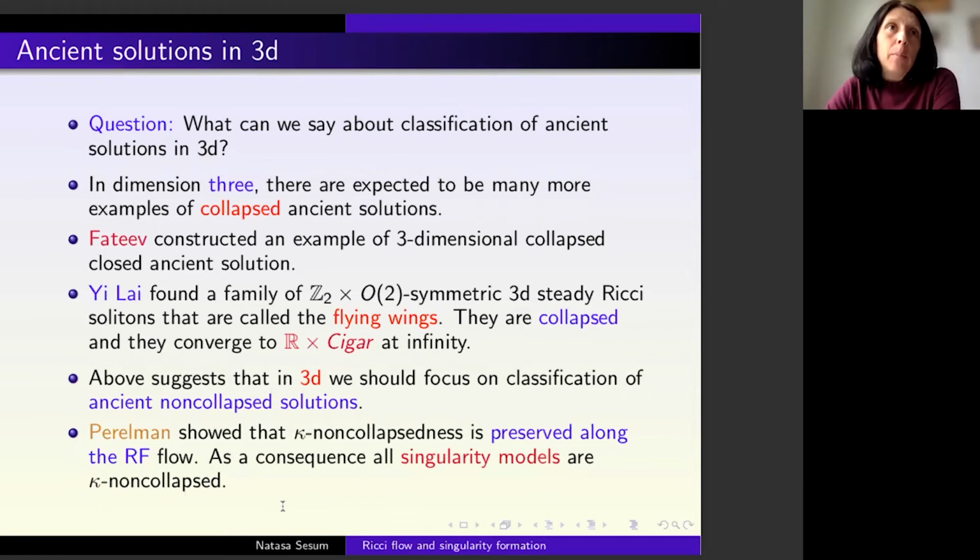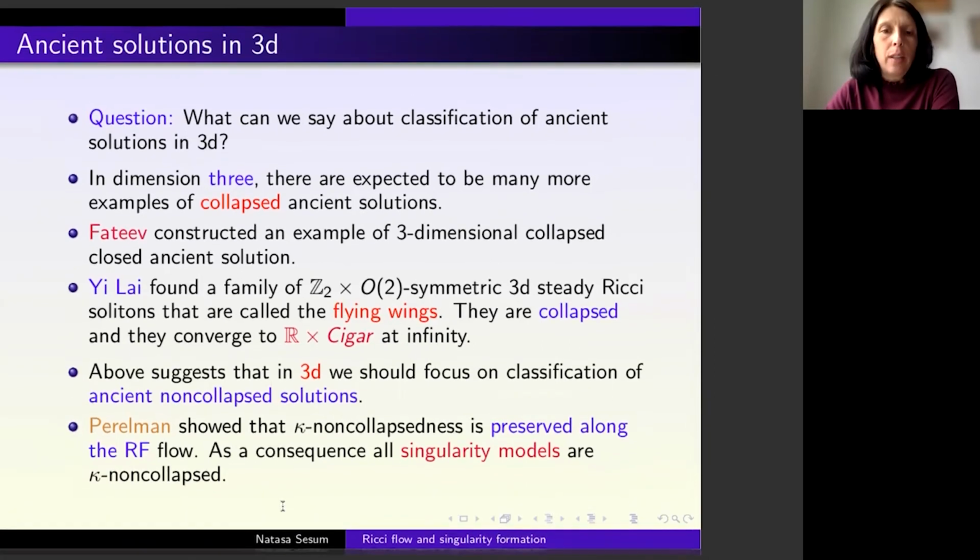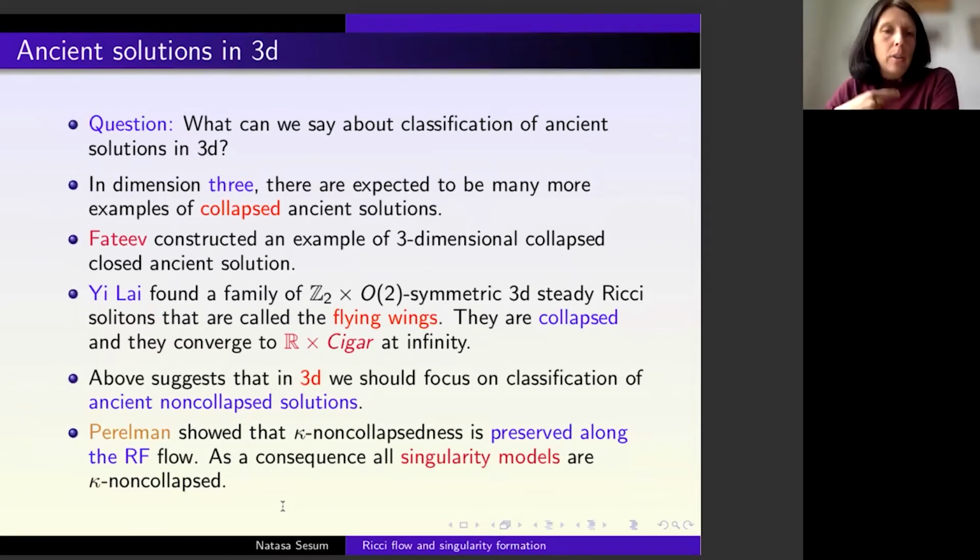So if you attempt to do any kind of classification in 3D, then you should at least focus on the examples which are kappa non-collapsed. And Perelman showed that the kappa non-collapsed condition is preserved along the flow. So when you study the singularities of the flow, you will know that the singularity model is also kappa non-collapsed. So it makes sense to consider these singularity models, which are ancient solutions and which are kappa non-collapsed, because if they come as blow-up limits around the singularity of the flow, they have to be kappa non-collapsed.